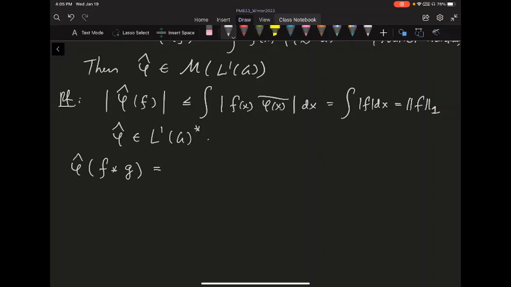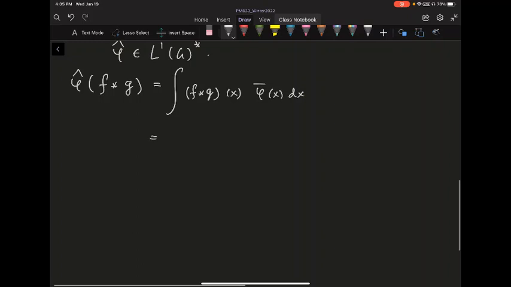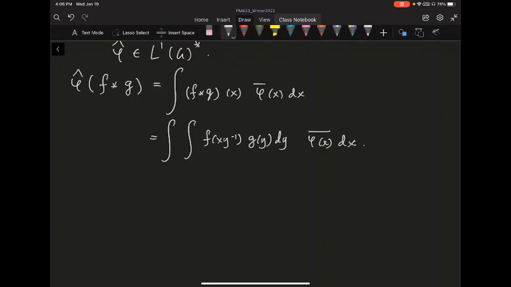All right, so let's write everything out. This is going to be a bunch of integrals. First of all, by definition, this is the convolution evaluated at x, with a phi bar of x dx. That's just the definition. Let's write out the definition of the convolution: you integrate f of x y inverse g of y dy. Again, dx and dy are just the usual left Haar measure. And then you have phi bar of x dx.